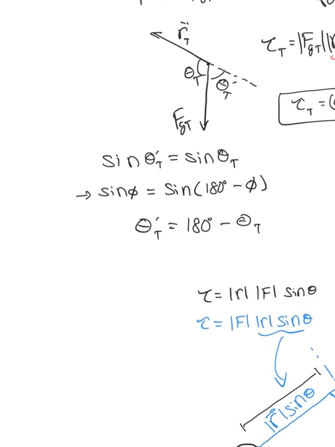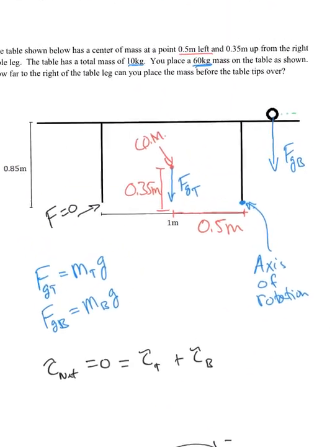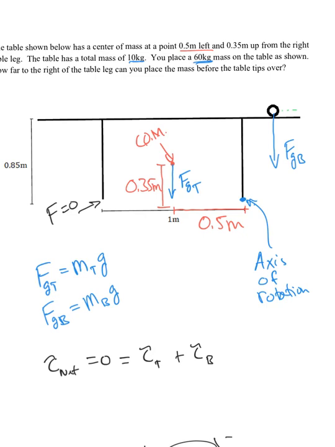We were given, if we go back to our original problem, we were given this 0.5 meters, this distance of closest approach. If I extend my force of gravity line down, right, that is the closest this line ever gets to my axis of rotation location. And so I can simply multiply the force of gravity, the mass of my table times g, by this closest distance, because that closest distance is given by r sine theta.